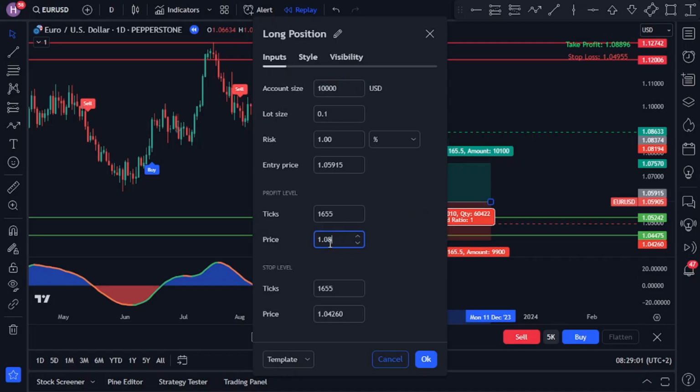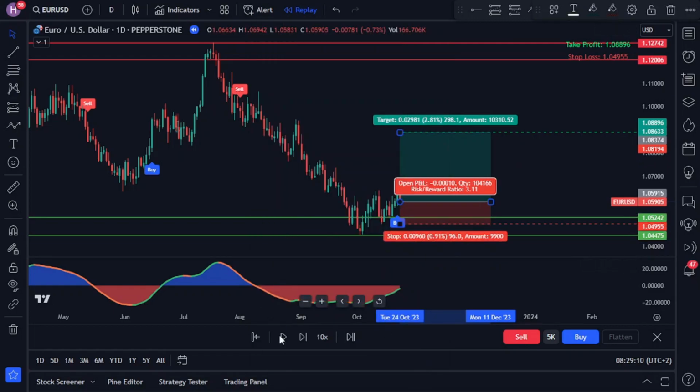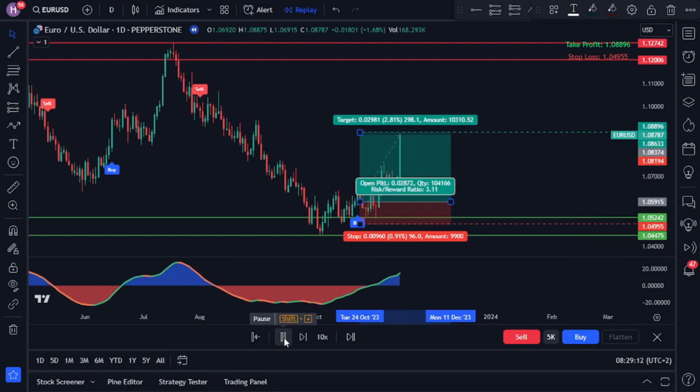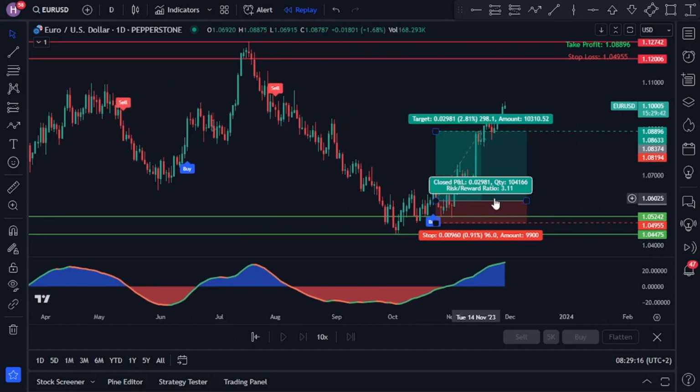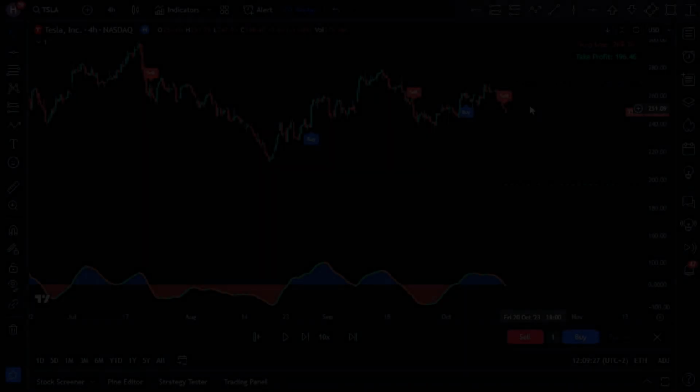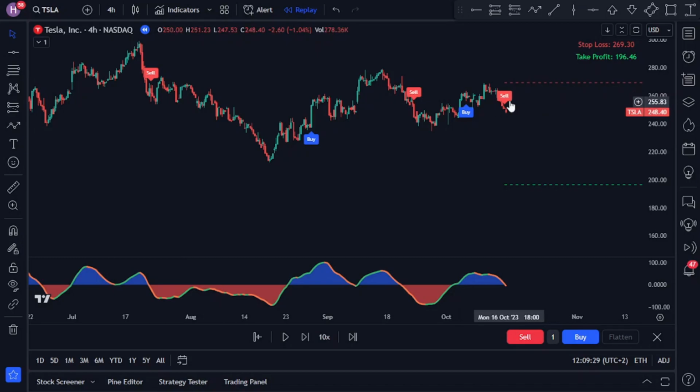For the buy trade, I'm going to use the stop loss and take profit on the right-hand side of the screen, which is provided by the indicator. By combining the power of our next generation indicator with price action analysis, we are able to enter this winning trade. Next, let's explore the other side of the spectrum by looking at a sell signal.